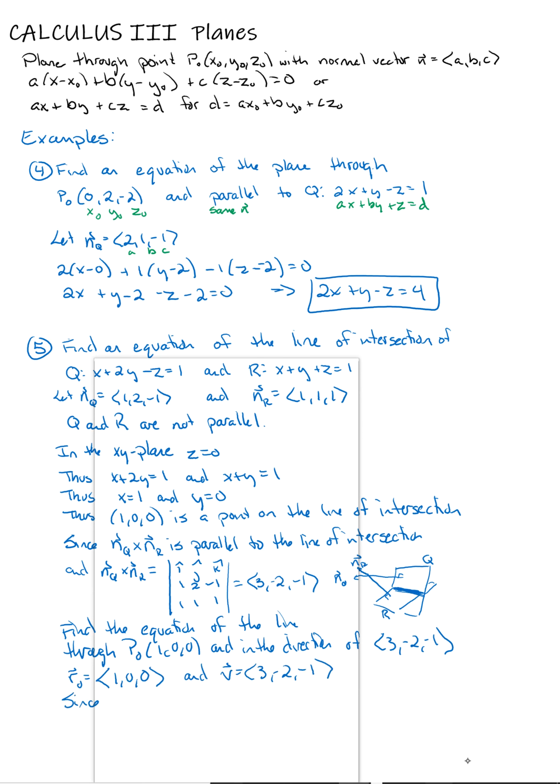Don't forget how to find the equation of a line. It's r equal to r naught plus vt. All right, so that gives us r is equal to 1 plus 3t for the first component, negative 2t for the second component, and negative t for the third component. And there we go. There is our line of intersection. Whew, wasn't that exciting? Enjoy!